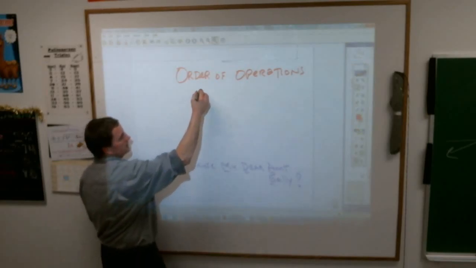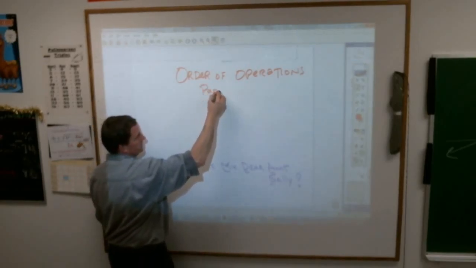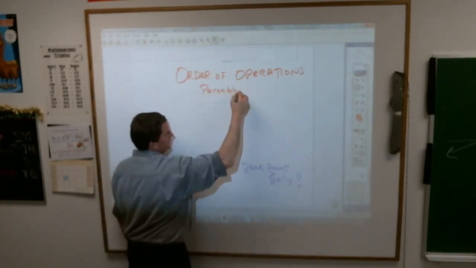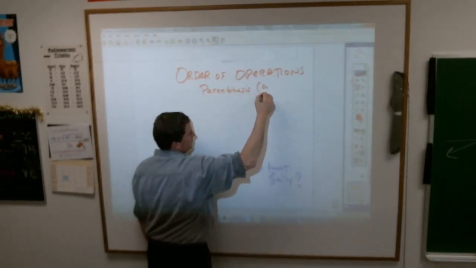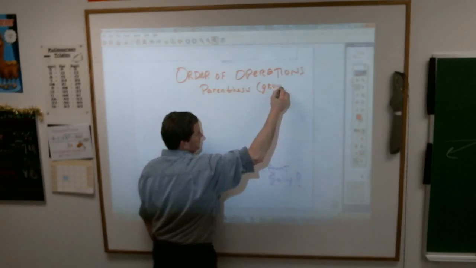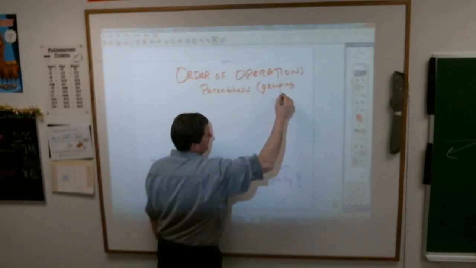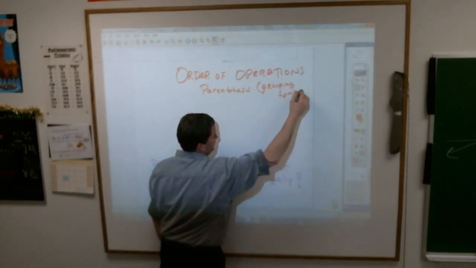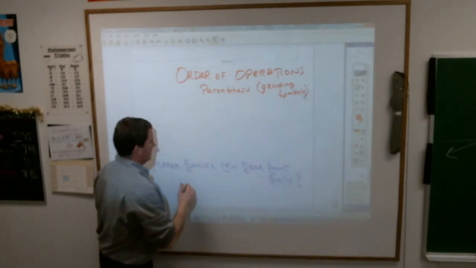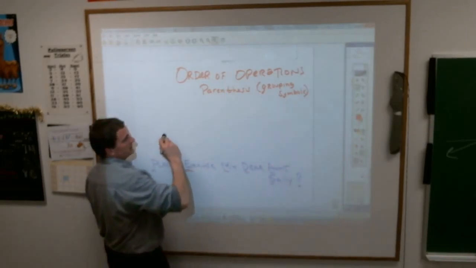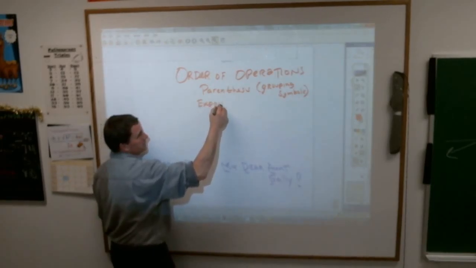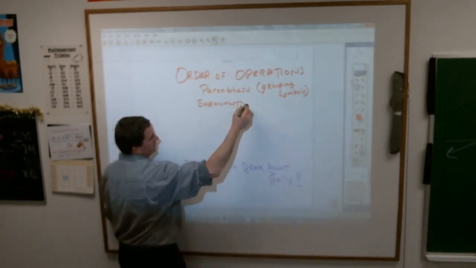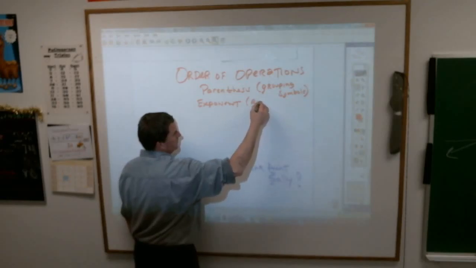The letter P stands for parentheses. You always do parentheses first. We also call those grouping symbols. They're not always parentheses, but parentheses are the most common one. Then you've got the letter E. Everybody know what that stands for? Exponents, which are powers and roots.